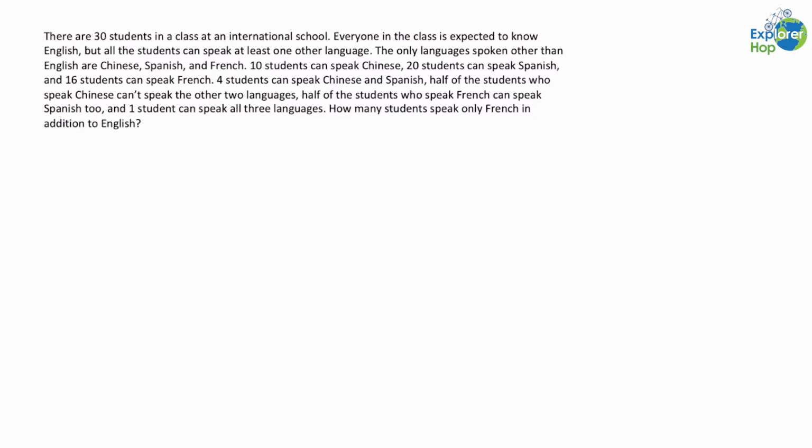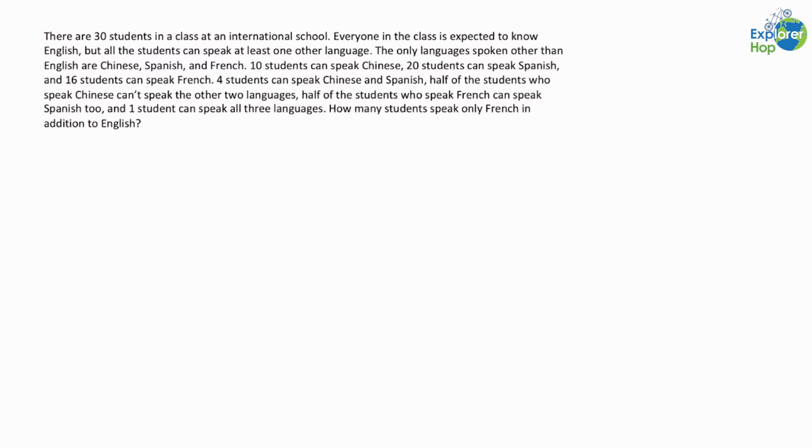4 students can speak Chinese and Spanish. Half of the students who speak Chinese can't speak the other two languages. Half of the students who speak French can speak Spanish too, and one student can speak all three languages. How many students speak only French in addition to English?